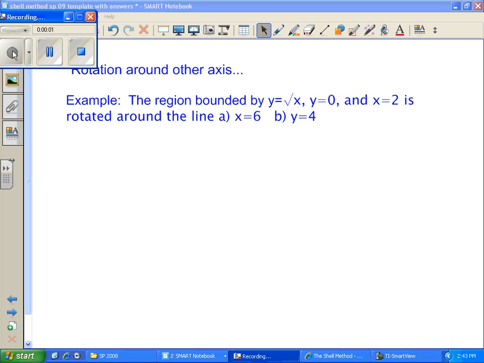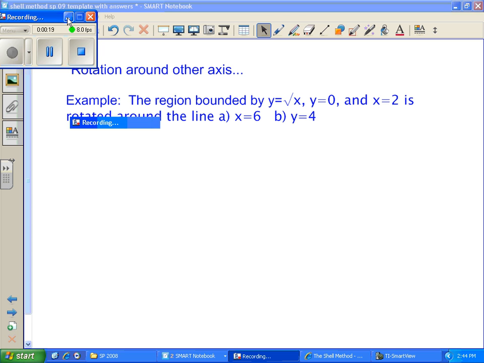In this recording, we will take a look at finding volume of a solid of revolution. But now the difference is that the rotation will be around other axes besides the x and the y axis. So the rotation could be about any other vertical or horizontal axis in these examples.